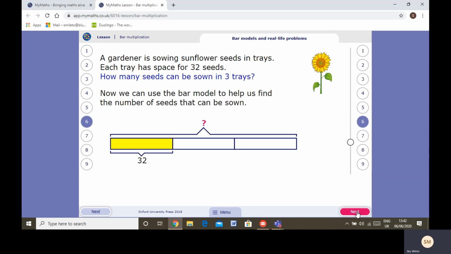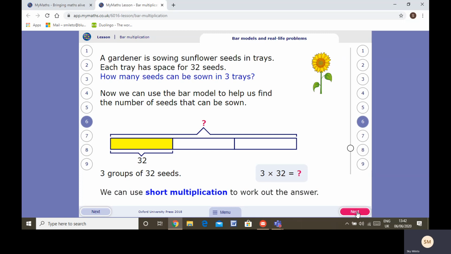Now this is a very tricky sum that you might need to use your column multiplication method to work out. Or if you found that too tricky, you could do 32 plus 32 plus 32. It's a bit of a longer calculation and there's more chance of you getting it wrong, but if you've forgotten how to do your column multiplication, that would be the best way to do it.